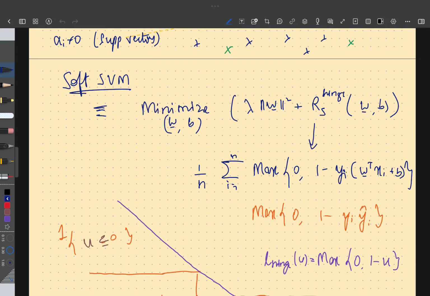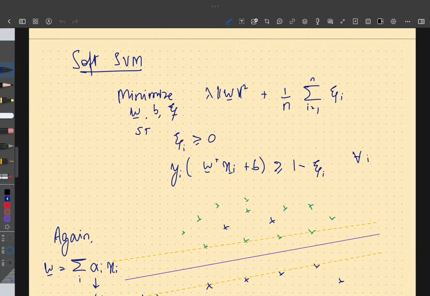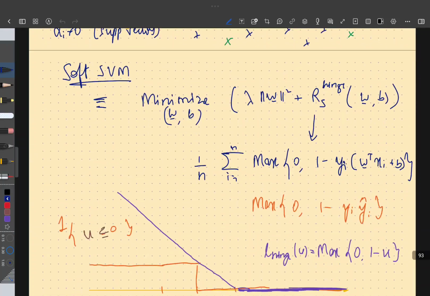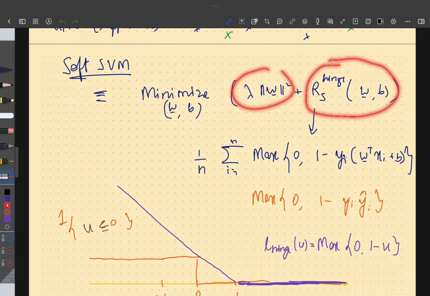Okay, so in the last class, I introduced the soft SVM algorithm and another way of defining the soft SVM algorithm. In the first case, we saw soft SVM as trying to solve a constrained optimization problem. But then we also saw that this is equivalent to an empirical risk minimization, but with the hinge loss and with a regularizer, a quadratic regularizer. All right.